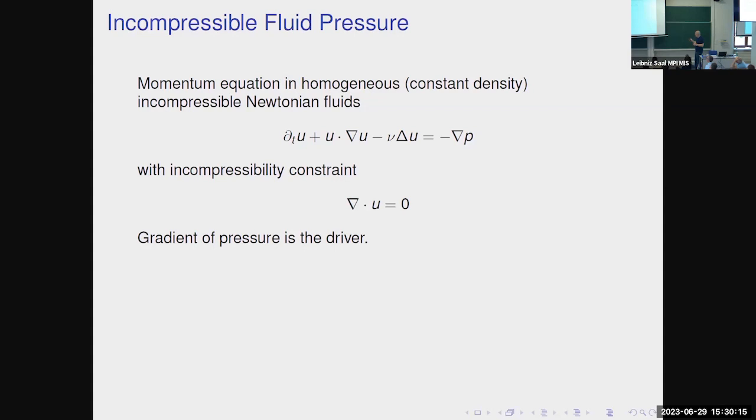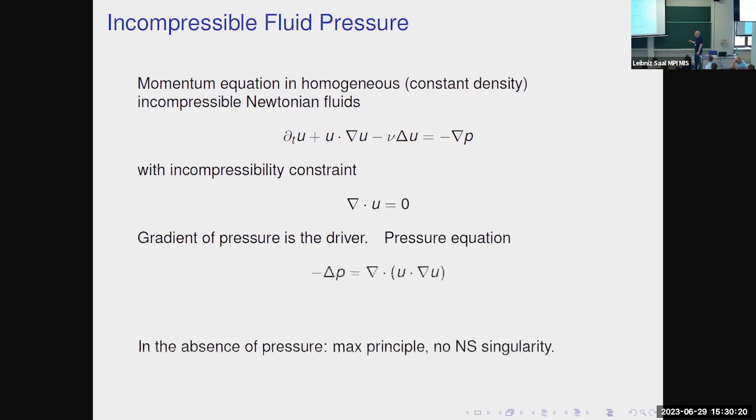What's nice about the pressure? So, the pressure equation is a nice equation if you knew the velocity. There is no natural boundary condition. This is in the whole space. And if the pressure wasn't there, the pressure is a driver, then I would have a maximum principle for the Navier-Stokes equation. So it will be essentially diagonal. And then no singularity problem. So you have multi-D Burgers. There is no singularity, viscous Burgers. So there is no singularity there.